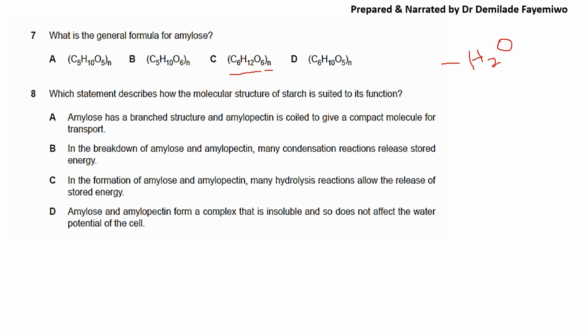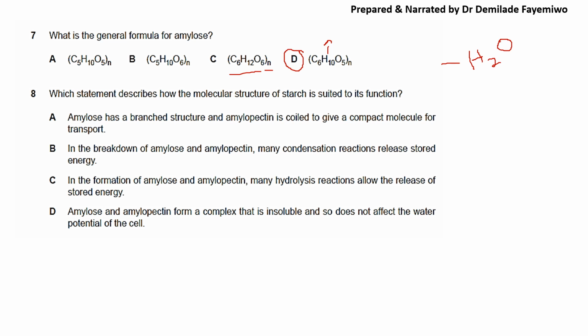So the formula for amylose in that case would then be, you will have to deduct H2O from whatever this is in the bracket. So in this case, 2 hydrogens deducted from here would make it C6H10, and 1 oxygen deducted would make it O5, and that's why the answer here is D and not C. All right, in case you were thinking it's C.